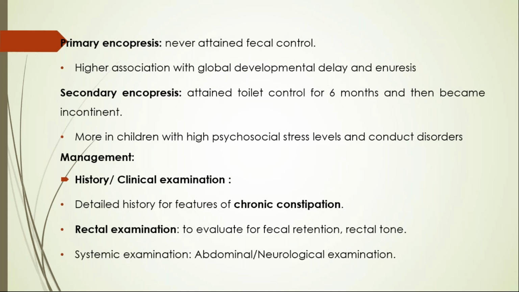So primary is the same, like enuresis, primary and secondary are the same. Primary is he's never attained the control. Secondary is when he did attain control and again became incontinent. So primary is more associated with developmental delay and is associated with enuresis. And secondary is the one which is associated with similar psychological stress that we discussed in detail previously, and conduct disorders, right?